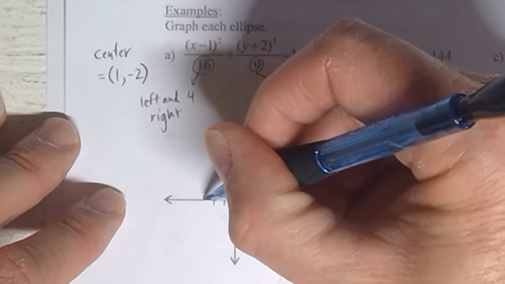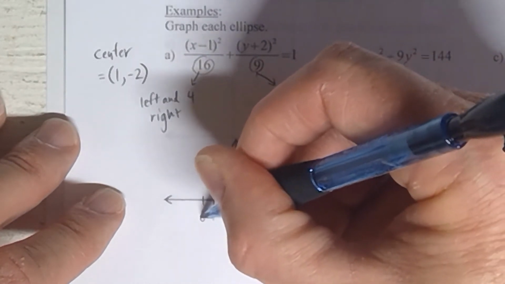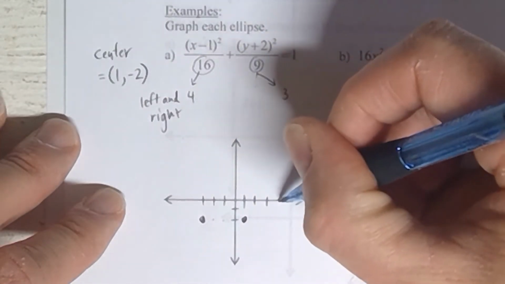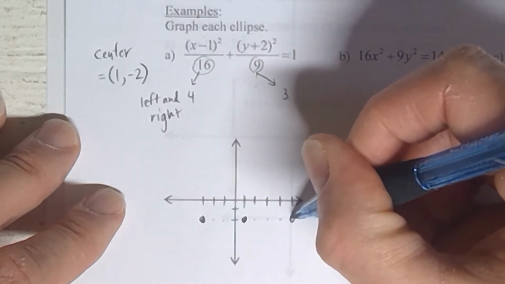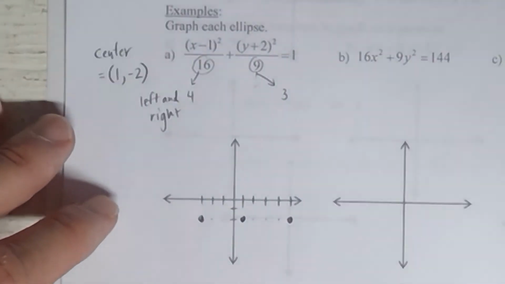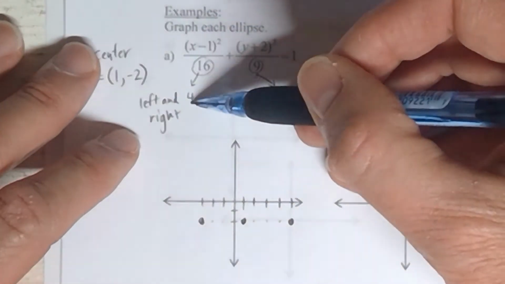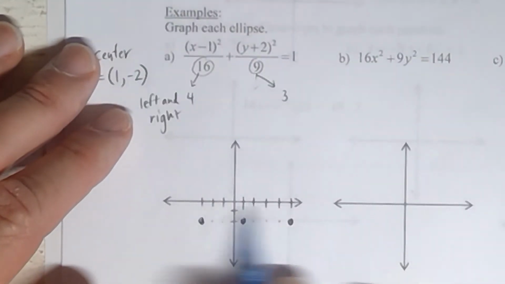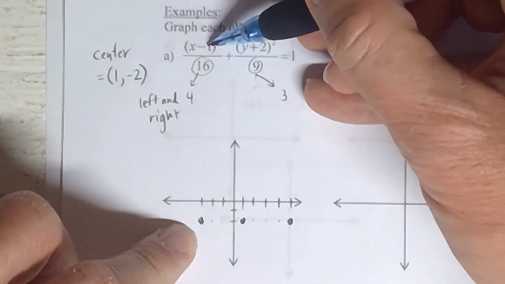It means 1, 2, 3, 4 to the left. And let me make some marks here so I can count it out. And then I got 1, 2, 3, 4 to the right. And that's what it is. And again, it's all because the 4 is with the x. So you go left and right, in other words, parallel to the x-axis. You go parallel to the x-axis if 4 is with the x.